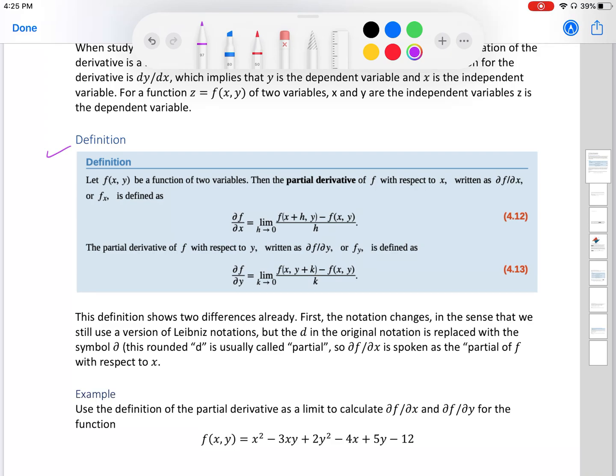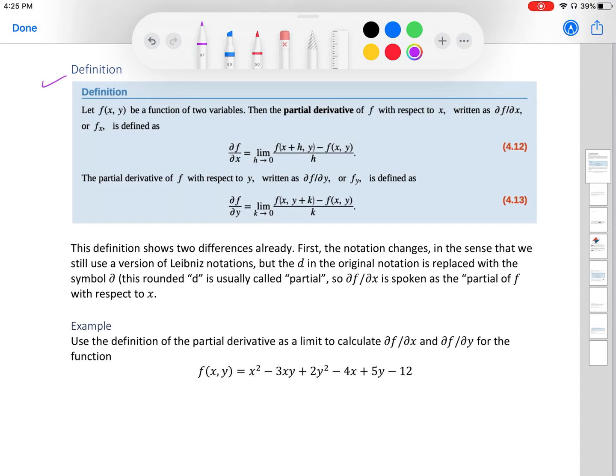The partial derivative of f with respect to y, written as ∂f/∂y or f sub y, is defined as ∂f/∂y equals the limit as k approaches 0 of f of x, y plus k minus f of x, y over k.